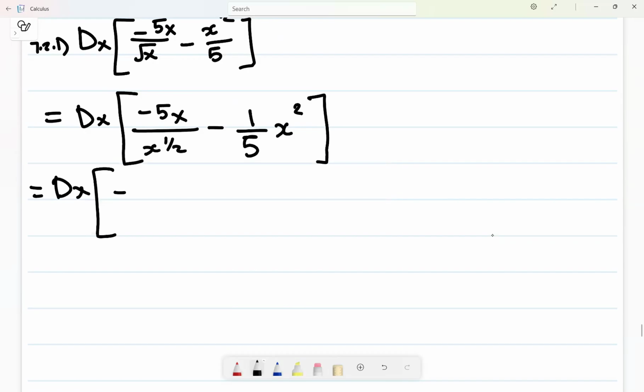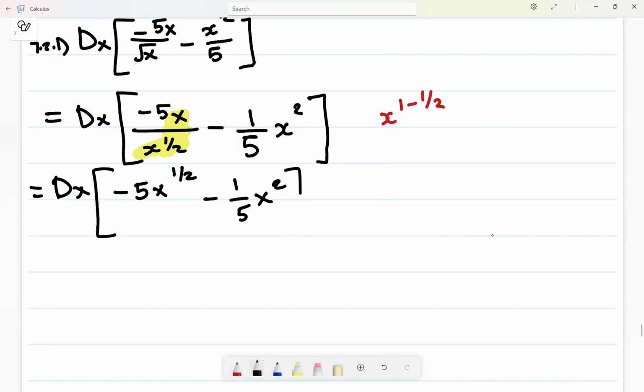X, remember, if I have the same basis, which is x and x, I do what? I subtract the exponents. Therefore, when I simplify that one, it is going to be x to the power of 1 minus half. Remember, when the bases are dividing and they are the same, we subtract the exponents. It's going to be 1 minus half, it is positive half, minus 1 divided by 5 x squared.